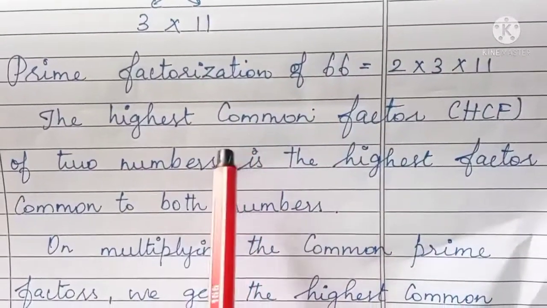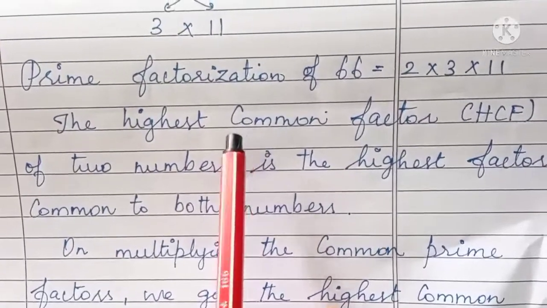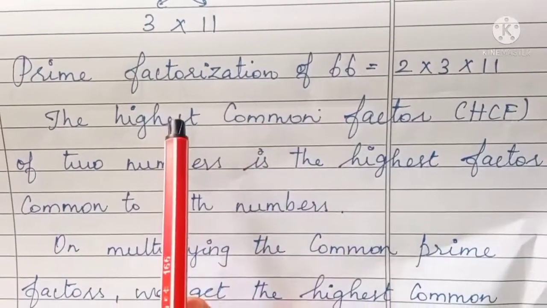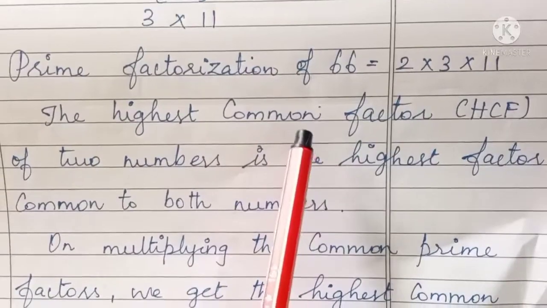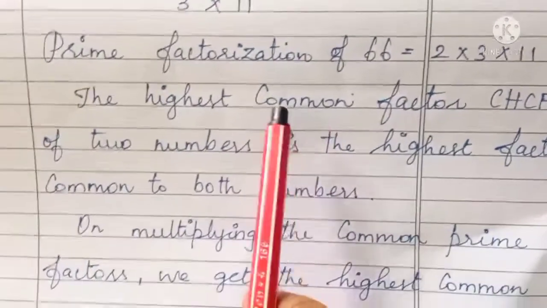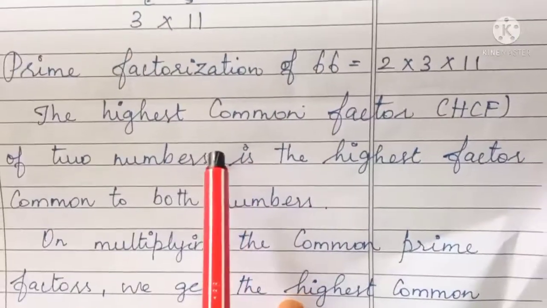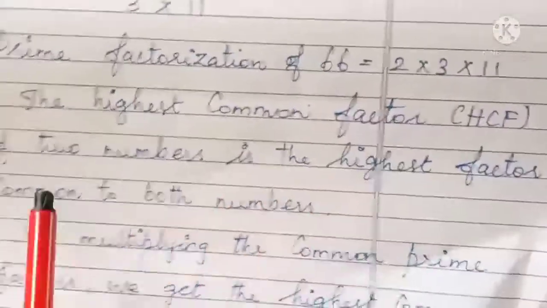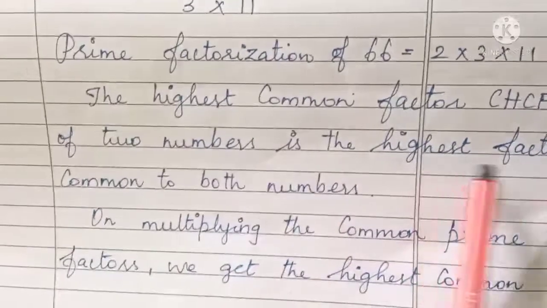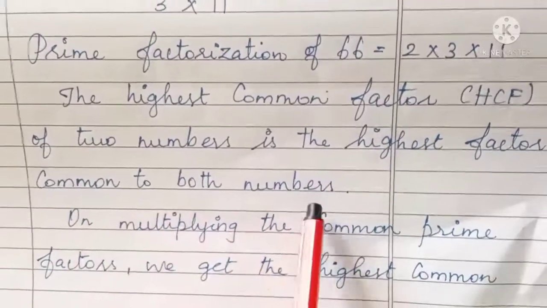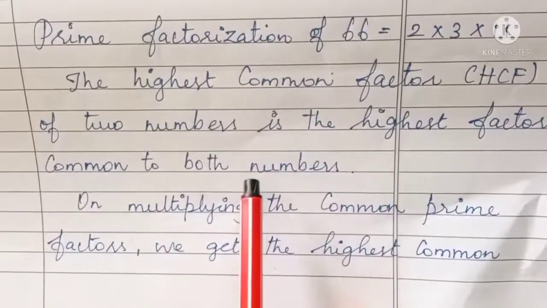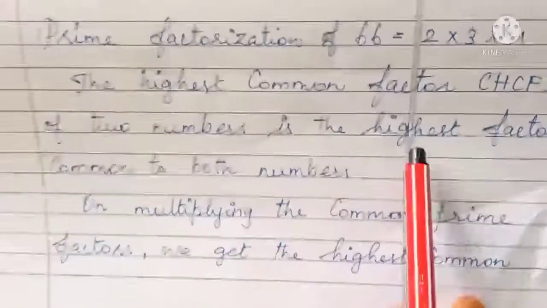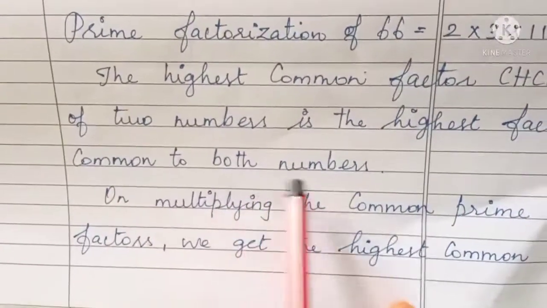Then here you have to select the highest common factor of 90 and 66, because what is the question? Find the HCF of 90 and 66. Let us see what the highest common factor is. The highest common factor of two numbers is the highest factor common to both numbers. So you have to select the highest factor common to both numbers.